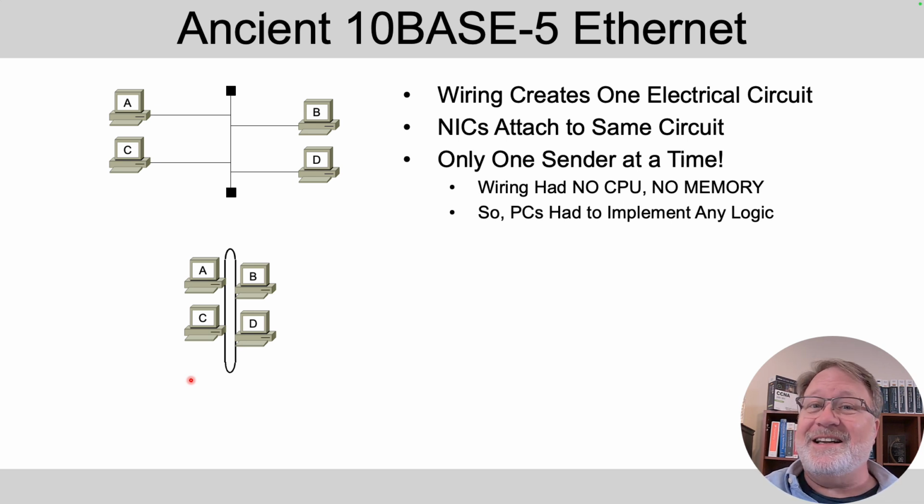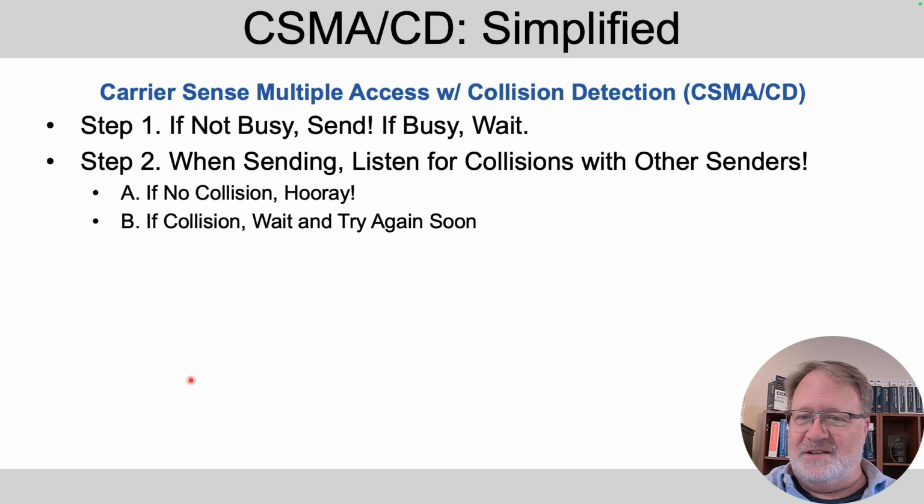So these PCs had to use some rules in order to use the circuit one at a time, because it turns out with that one circuit and 1980s technology, you could not have multiple senders and receivers at the same time. One talker, all right? So that was the restriction, and Ethernet defined a set of rules so that we'd have only one sender at a time. And that algorithm was called Carrier Sense Multiple Access with Collision Detection, or CSMA CD, and the simplified version of the algorithm is here on this page, and it's basically this.